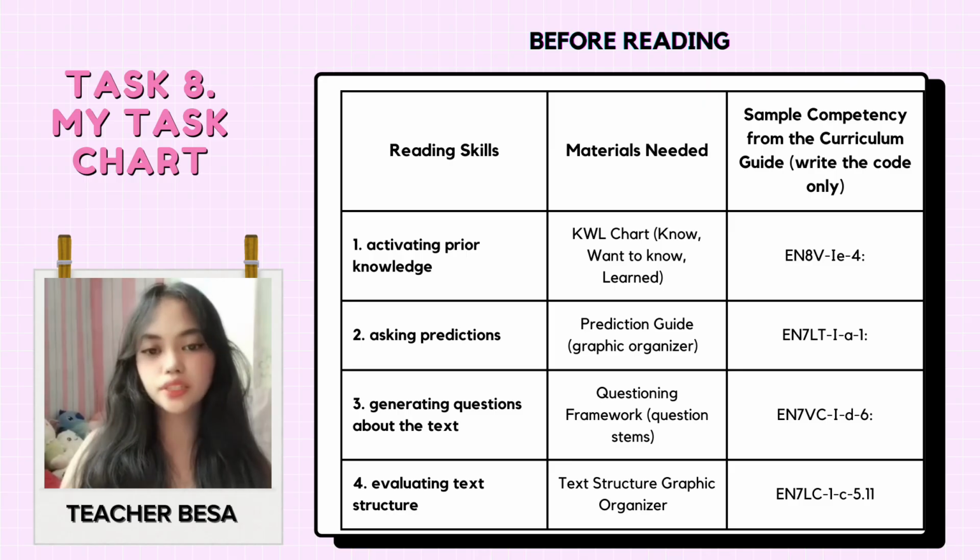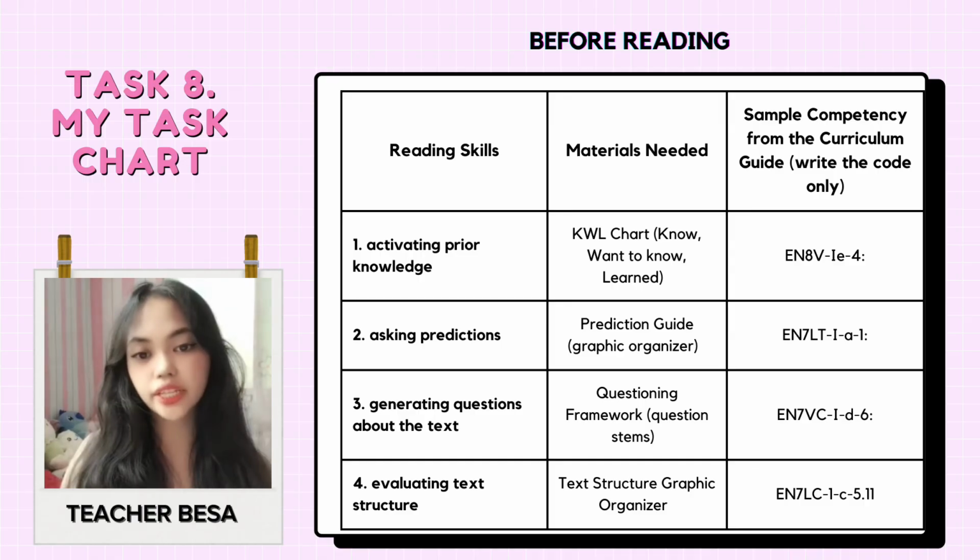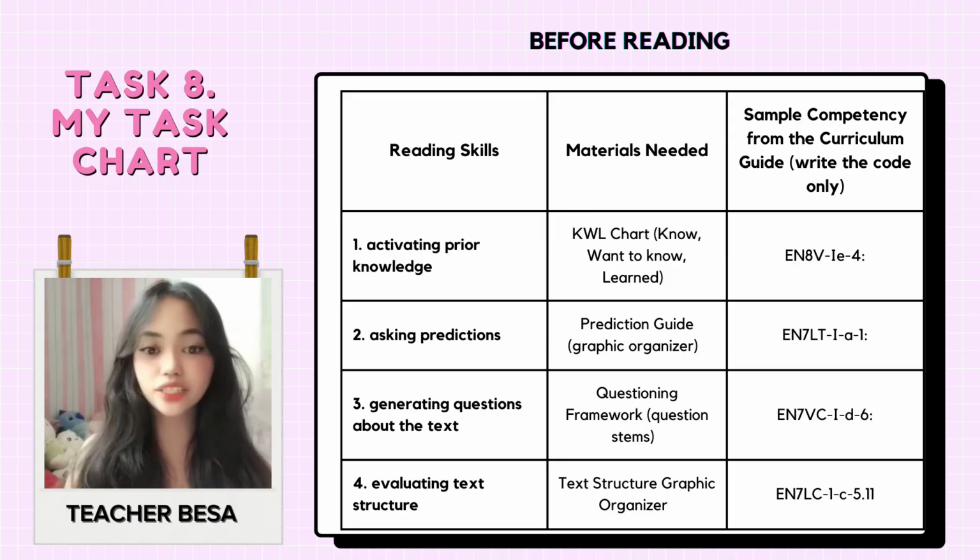Number 2, reading skill: making predictions. The material needed is a prediction guide or graphic organizer. The sample competency from the curriculum guide is EN7LT-I-A-1. Making predictions encourages students to think critically about the text before reading. A prediction guide helps them formulate hypotheses about the content, which enhances their engagement and comprehension as they read to confirm or refute their predictions. This curriculum code supports the development of analytical skills that are essential for effective reading.